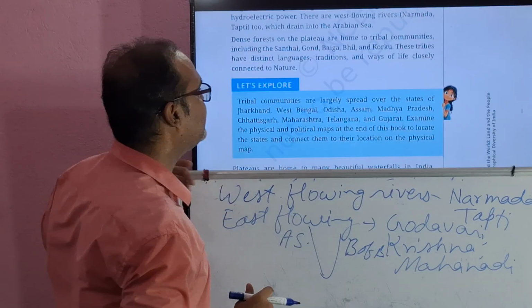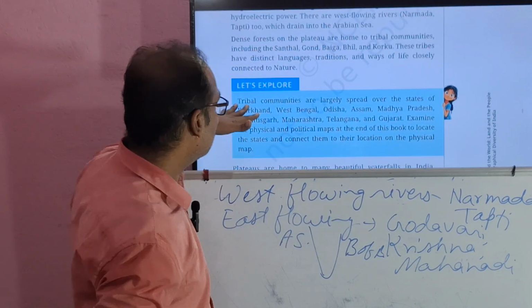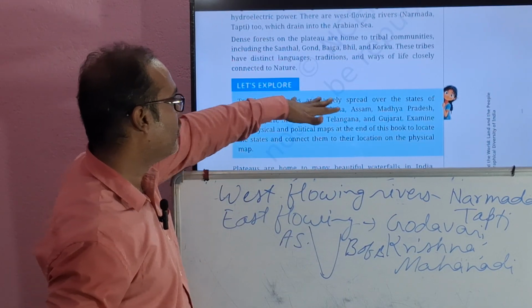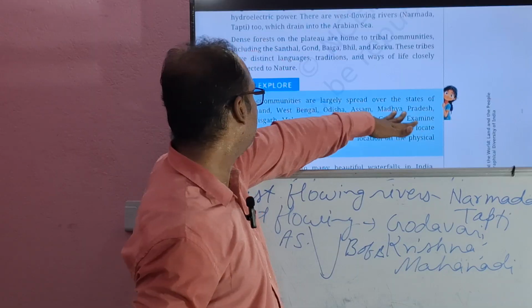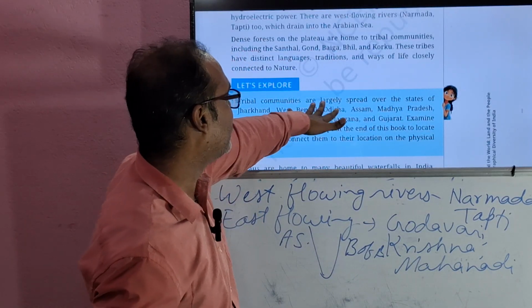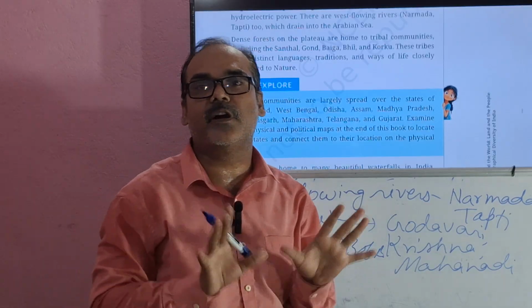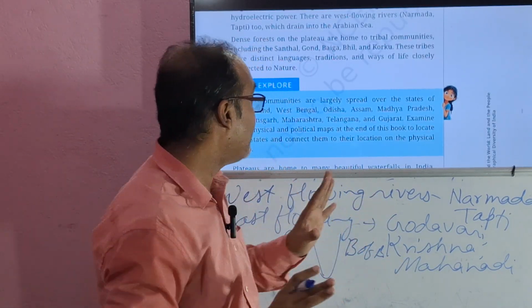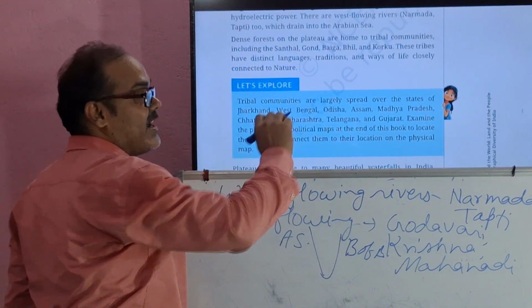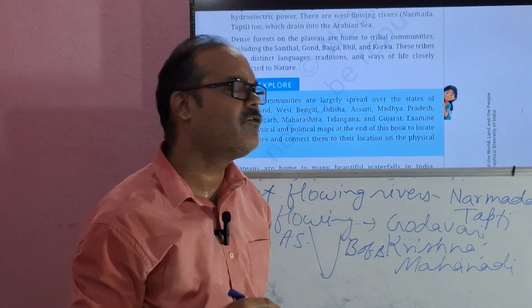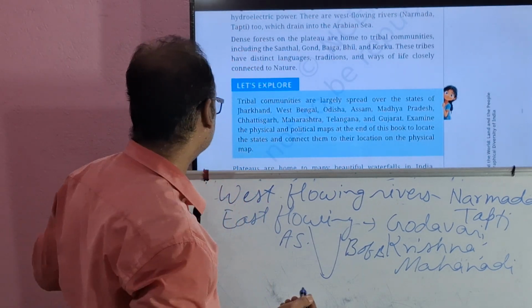Tribal communities are largely spread over the states of Jharkhand, West Bengal, Odisha, Assam, Madhya Pradesh, Chhattisgarh, Maharashtra, Telangana, and Gujarat. These are those states where the number of tribals is more. Tribals are found in these states in good number, and in different varieties.